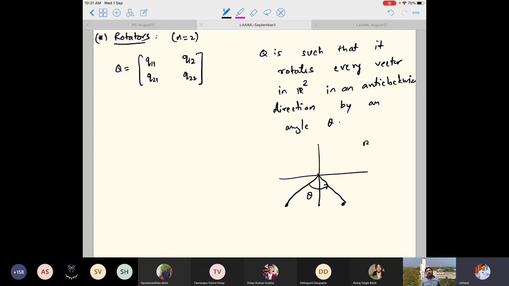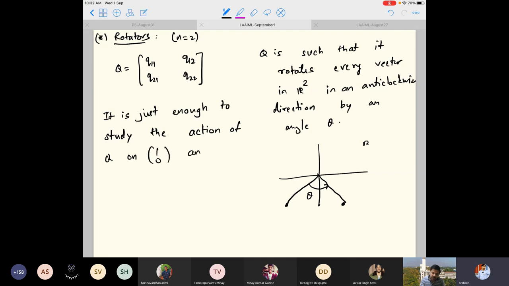So how can you find this matrix Q? What are you going to do if you want to find this linear transformation? What is it that you have to look at? It is just enough to study the action of Q on 1, 0 and 0, 1. Can you tell me why this is true? Can anybody tell?